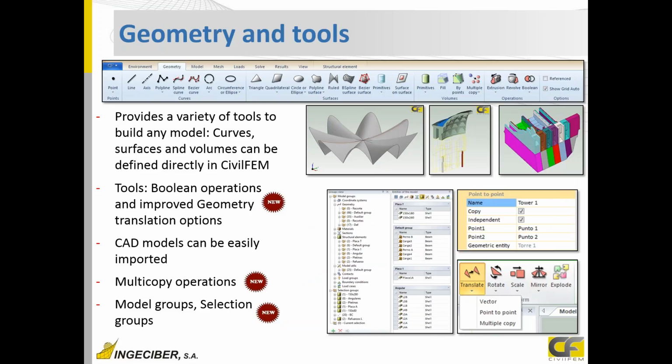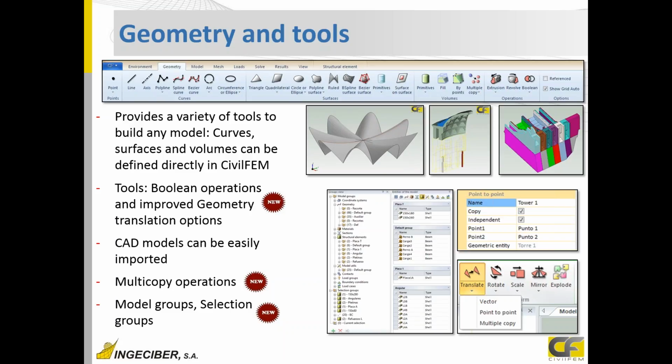Okay, about the geometry tools, we have all the tools we already have for performing the geometry of the model, from lines to surfaces to volumes. Those can be easily used in CivilFEM to create any complex geometry. We have new Boolean operations and improved geometry translation operations. And of course, any CAD model from AutoCAD or any other software can be imported into CivilFEM and modified inside it.